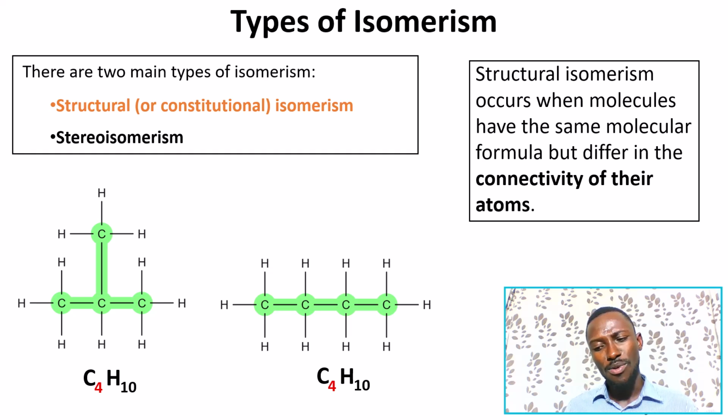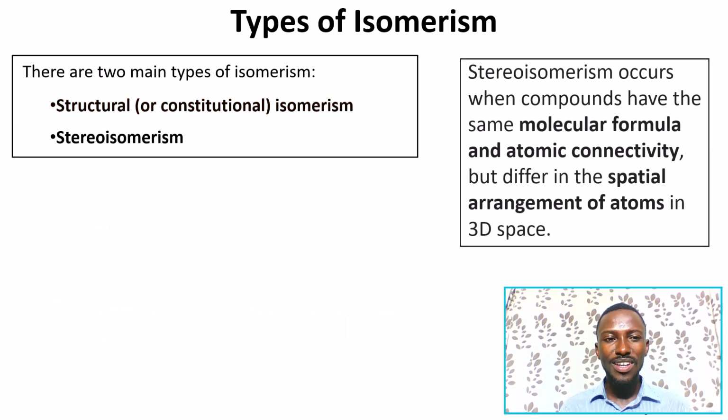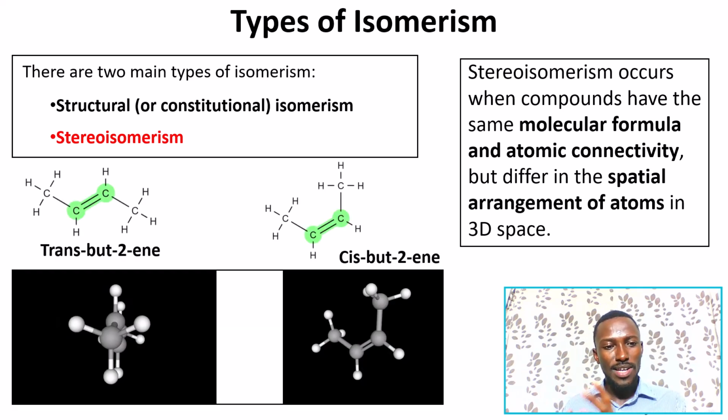What about stereoisomerism? For stereoisomerism, compounds have the same molecular formula and atomic connectivity. So the way the atoms are connected are the same, but their spatial arrangements in 3D space are different. Well, you might be asking, what does that mean? Spatial arrangement of atoms in 3D spaces. Well, don't you worry. Let's look at this example.